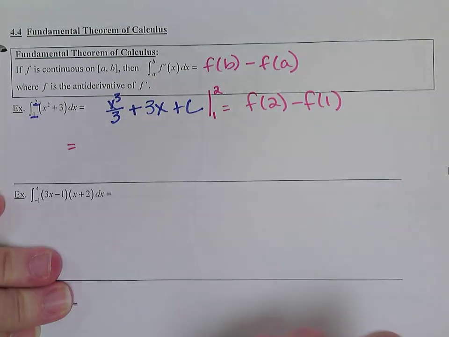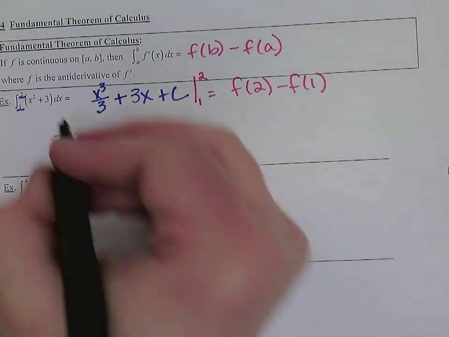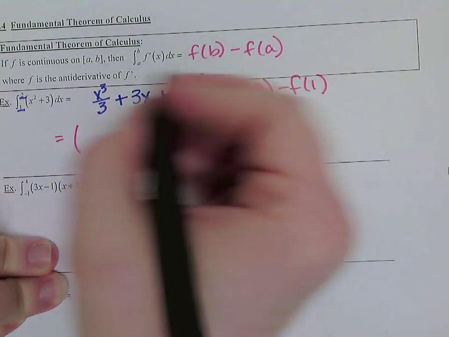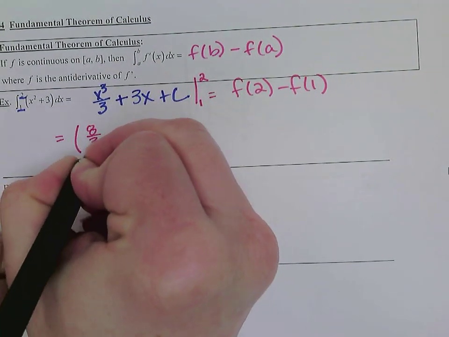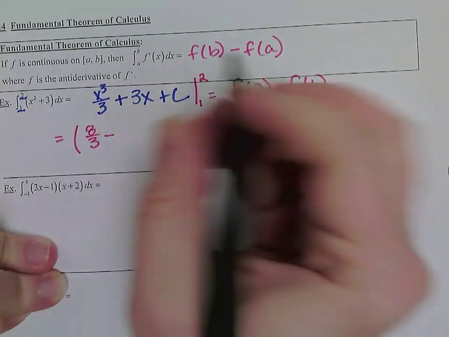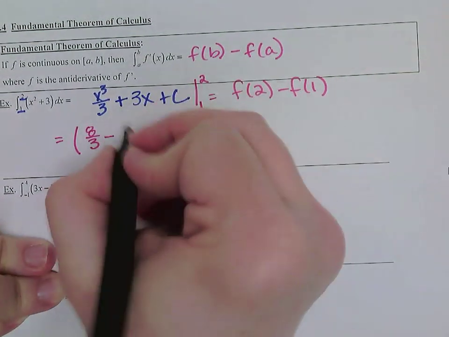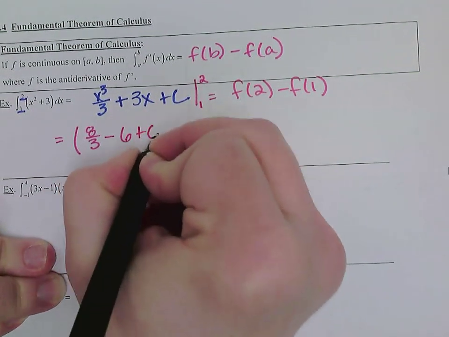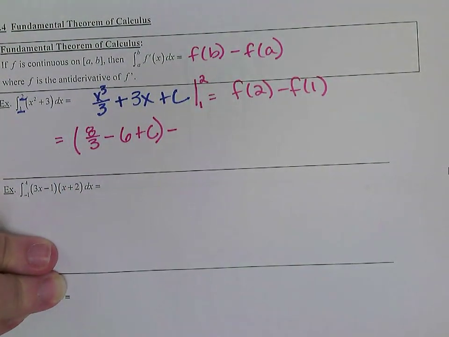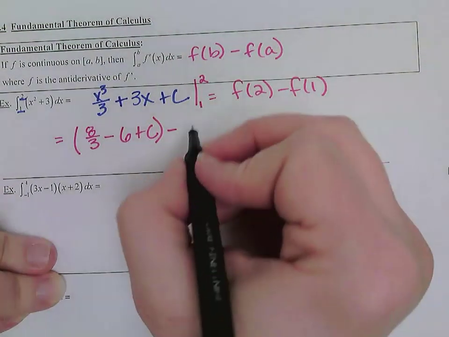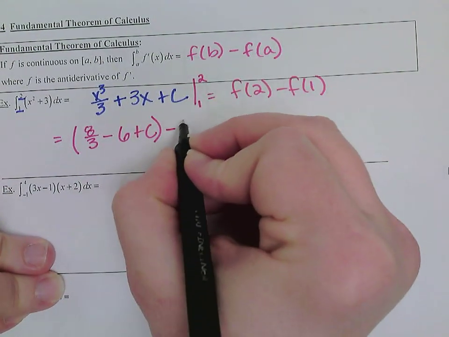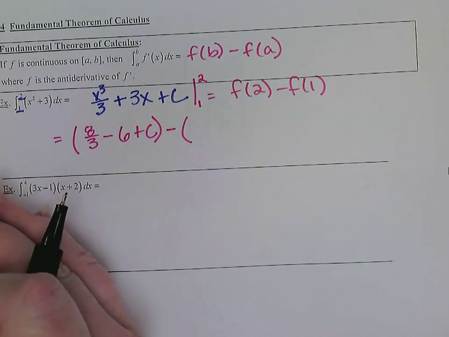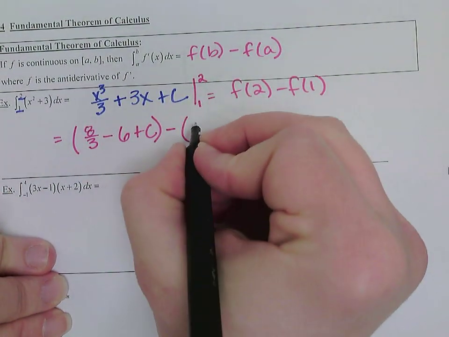So if I put in 2, then I have 2 cubed is 8 over 3 minus 3 times 2, 6, plus c. Then from that, I'm going to subtract that function evaluated at 1. Well, if I put in 1, I have 1 cubed over 3, so 1/3.